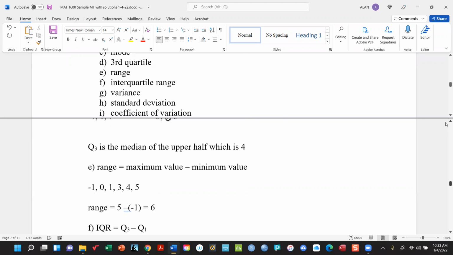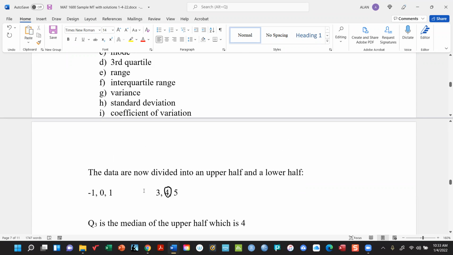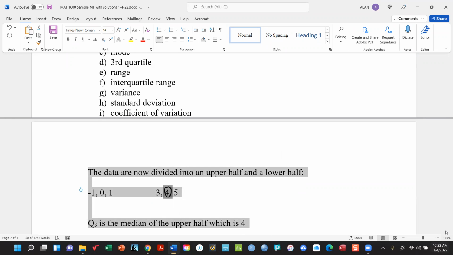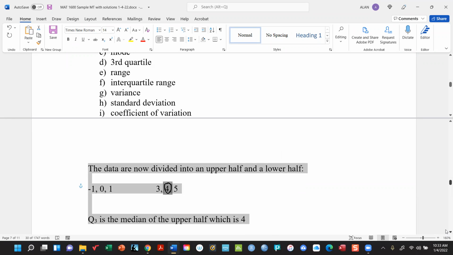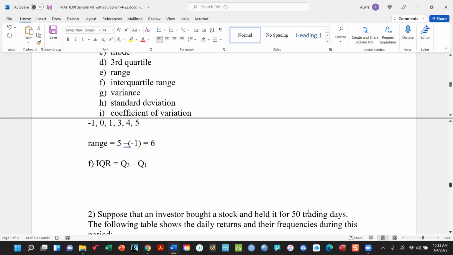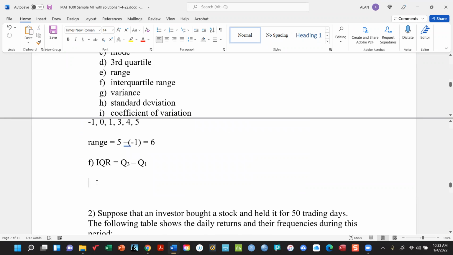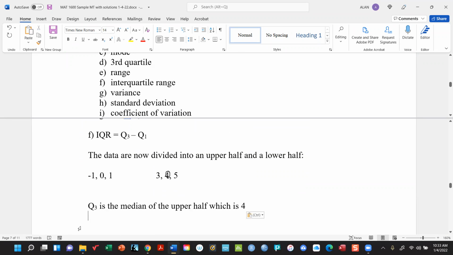We'll go back and revisit what we did up here. And we'll note that while Q3 is the median of the upper half of the data, Q1 is the median of the lower half. And of course, that would be 0.